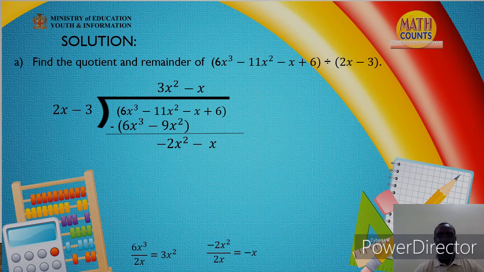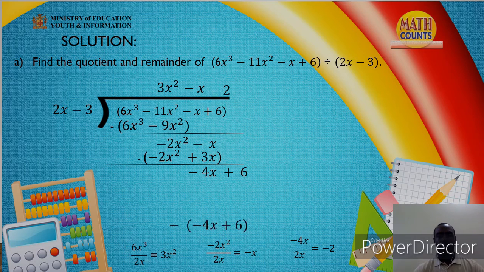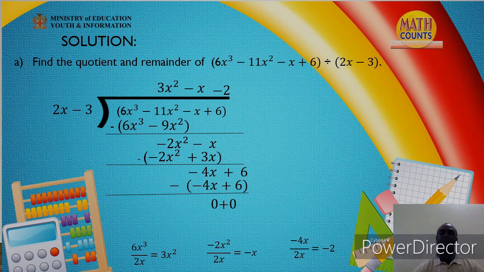So you insert that at the correct location, and then you repeat the procedure that you have done just now. And when you have done that, you are now going to find the difference, and you will get negative 4x plus 6. Now you are going to check what is 2x into negative 2. Correct. You would have gotten negative 4x. Alright, now you find the difference, and you would have realized that your remainder is 0. Now let us answer our question that was asked. What is the quotient? The quotient is 3x squared minus x minus 2. What is the remainder? The remainder is 0.